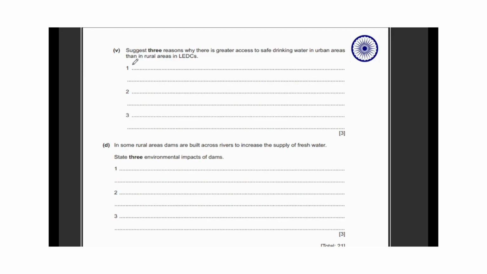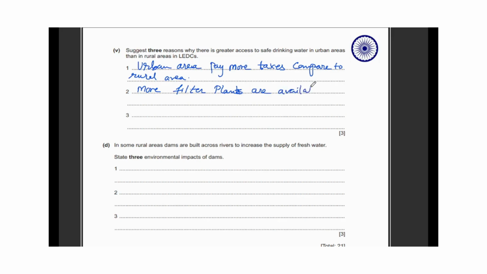So urban areas pay more taxes compared to rural. Next one, more filtration or more filter plants are available in urban area.